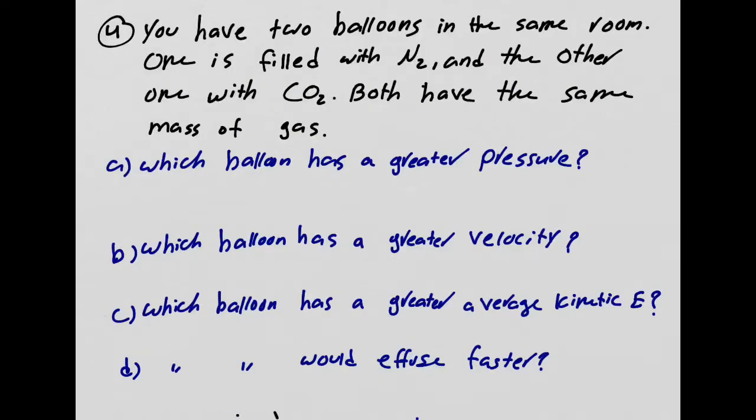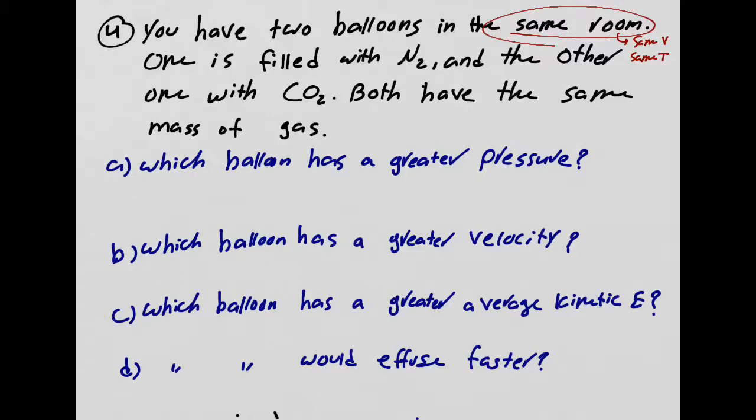You have two balloons in the same room. One is filled with N2, the other one with carbon dioxide. Both have the same mass of gas. Now answer these questions, so hopefully you pause me and do this. Here's the key when you look at this: they're in the same room. If you're in the same room, you have the same volume and you have the same temperature.